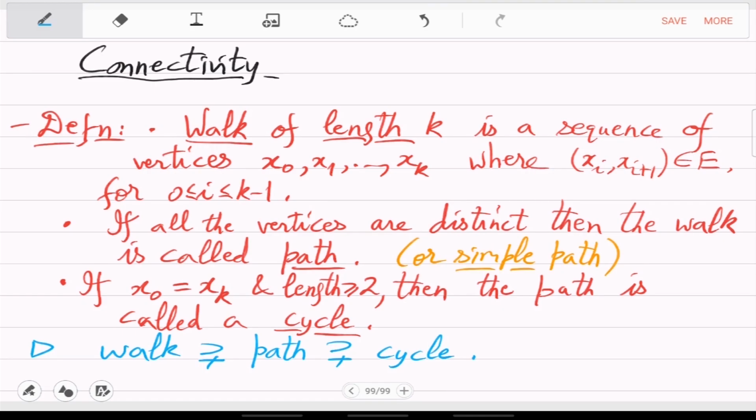Okay. So give me a walk that is not a path. If you go from 1 to 2, take the edge 1 to 2, take the edge 2 to 3, and then it's an undirected graph, so you can again take the edge 3 to 2, go back, and then you can go to 4, say, by an edge. It's a walk, but it's not a path, because the vertex 2 is repeating.